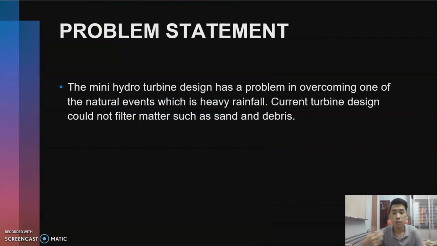So the problem statement of this project is that the mini hydro turbine design has a problem in overcoming one of the natural events, which is heavy rainfall. The current turbine design could not filter matters such as sand and debris, for example fish, fallen leaves, and etc.